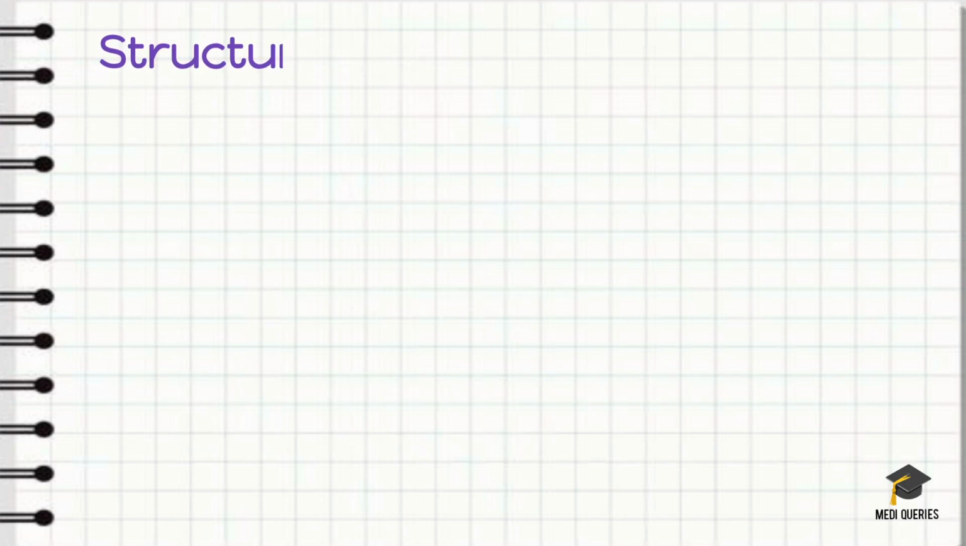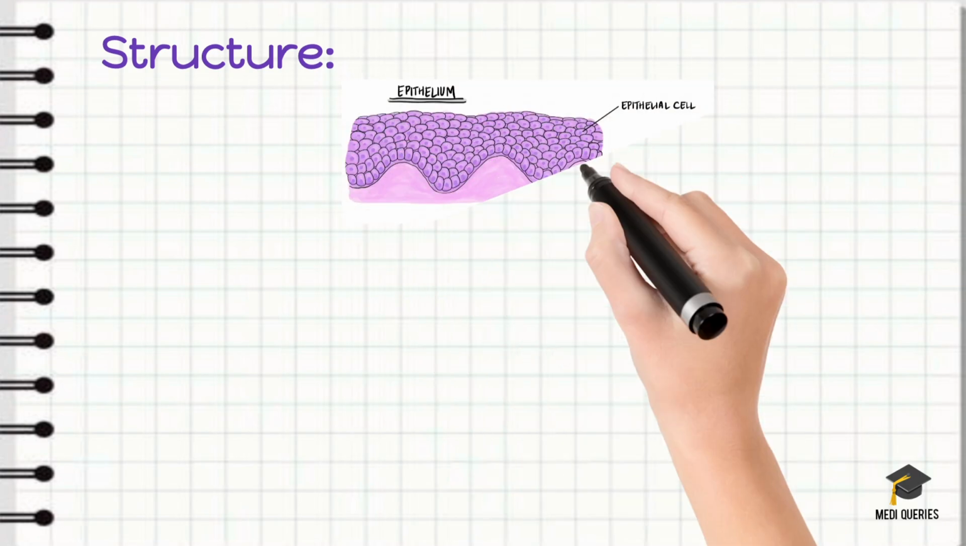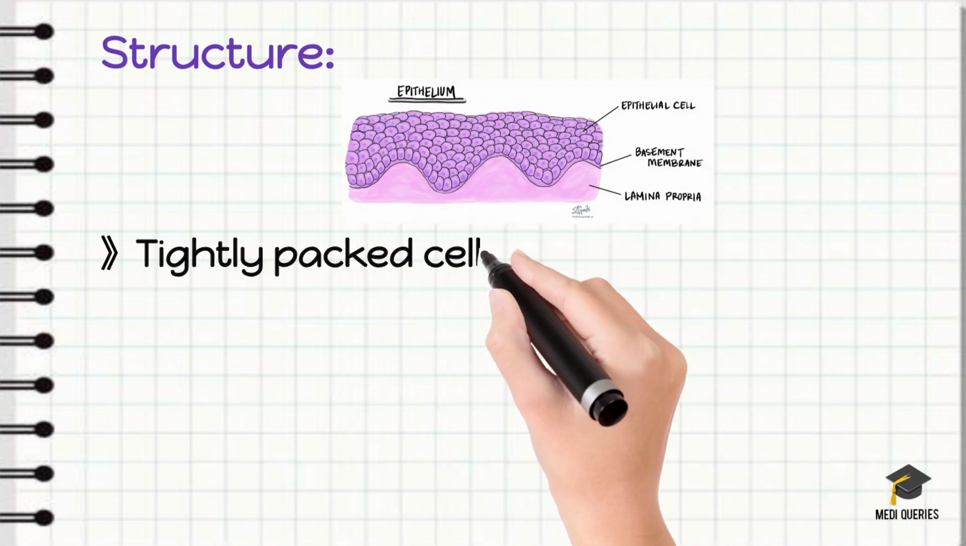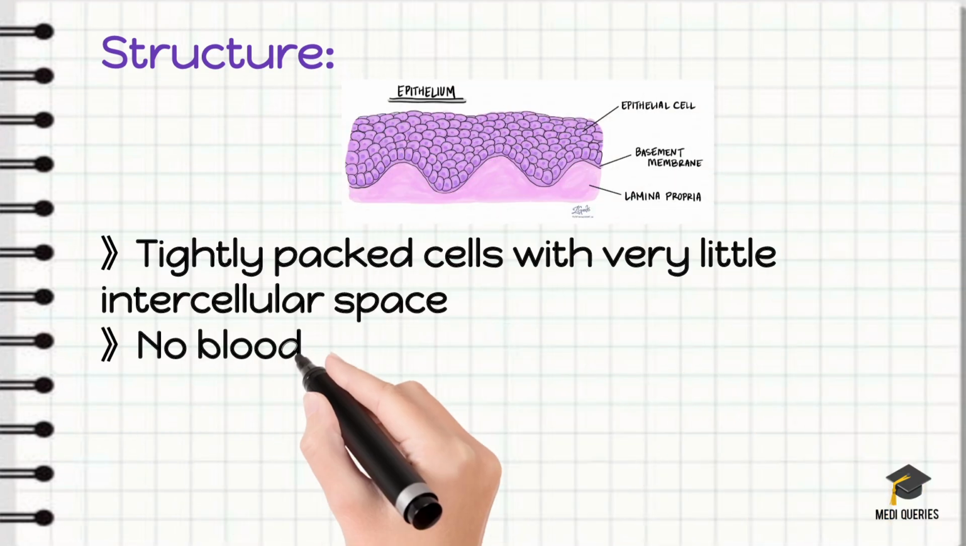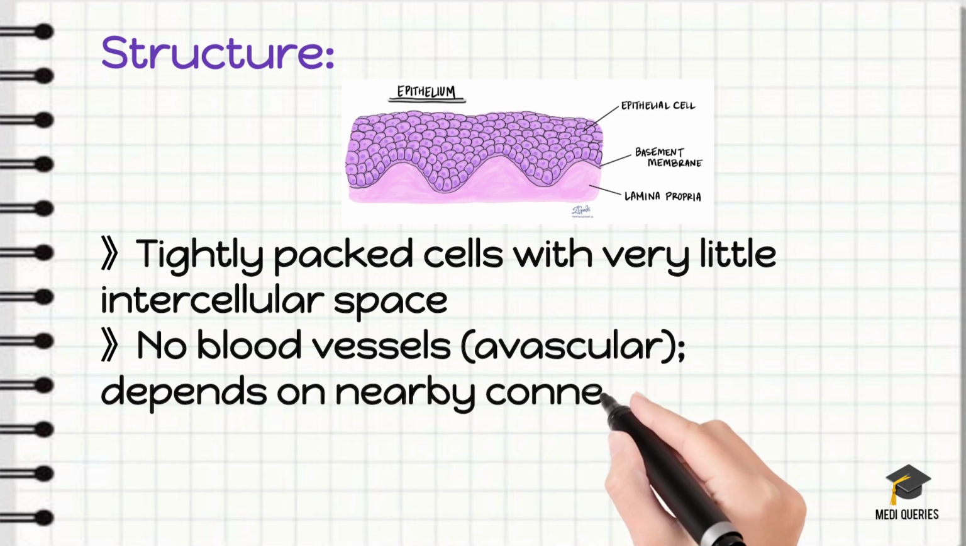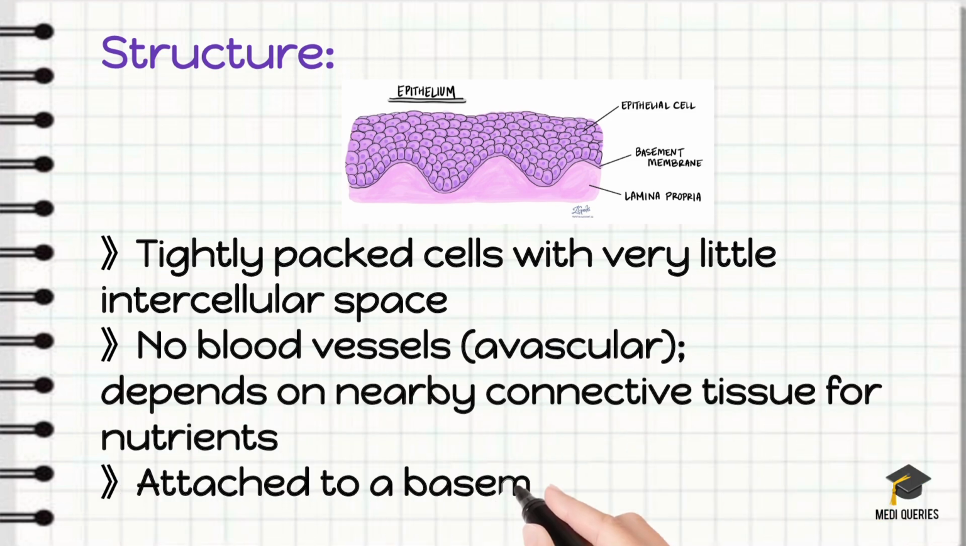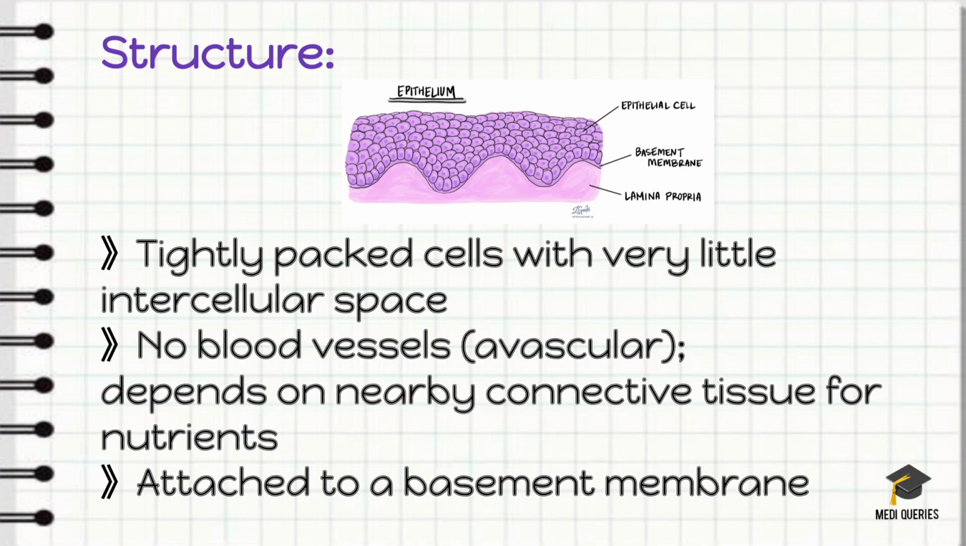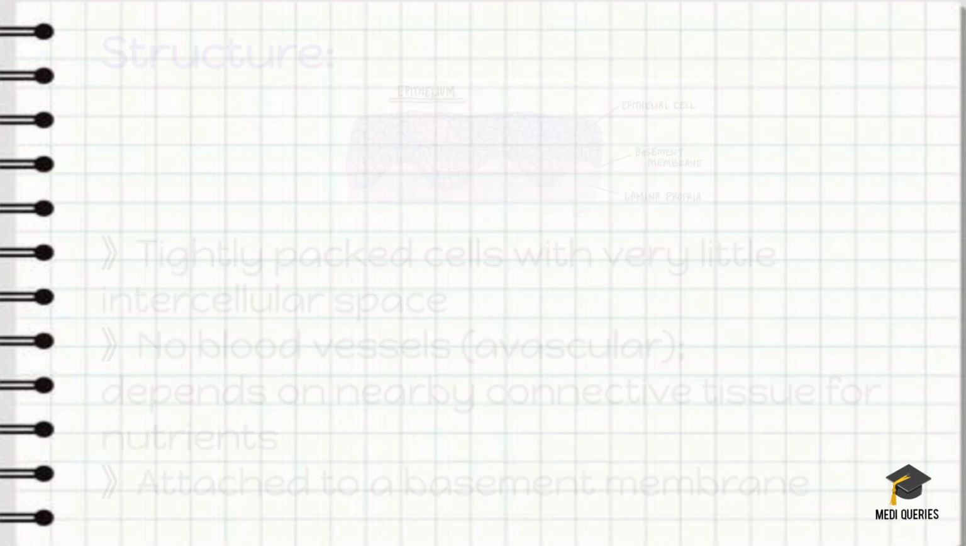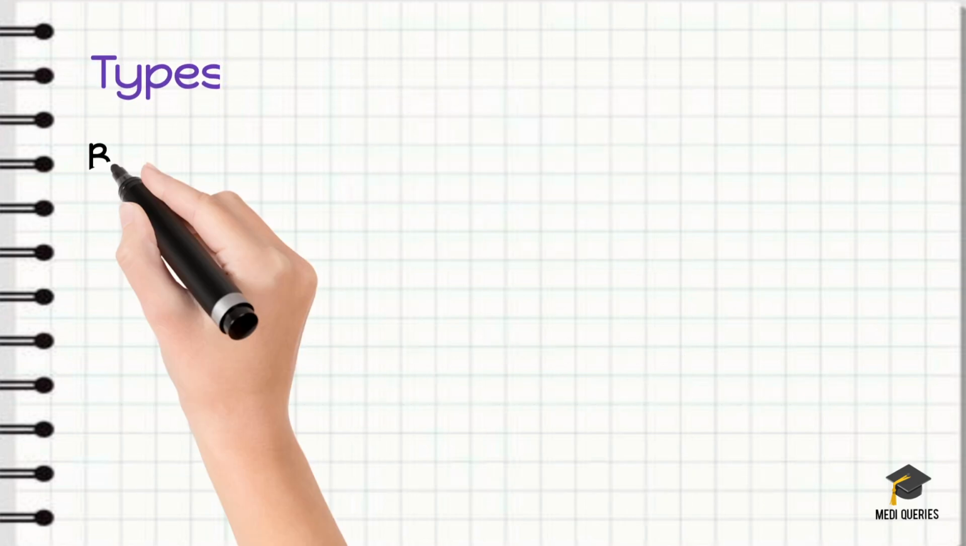Coming to the structure of this tissue, it has tightly packed cells with very little intercellular spaces. There are no blood vessels, depending on nearby connective tissues for the nutrients here, and they are attached to the basement membrane. Just observe the diagram of the epithelial tissue here. It has a basement membrane at the bottom. Over the basement membrane the cells are arranged to form the tissue structure.